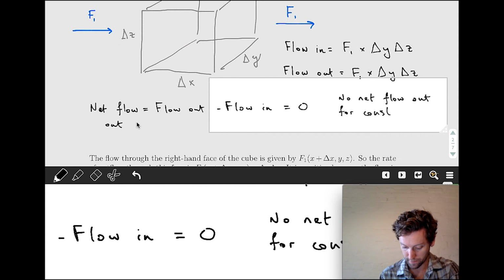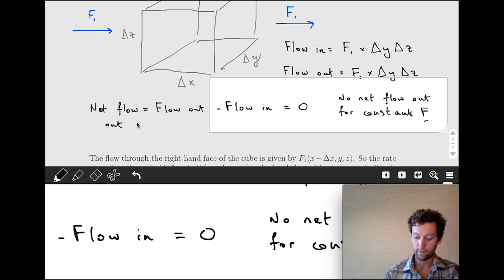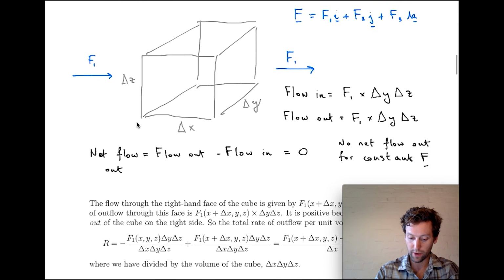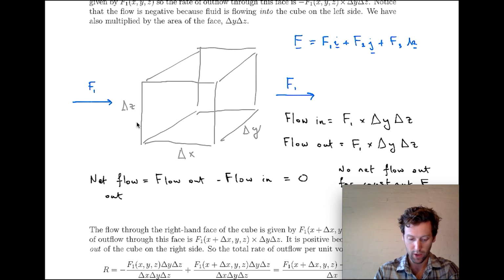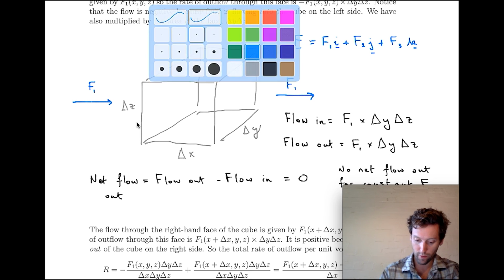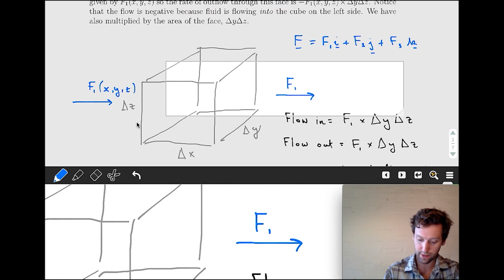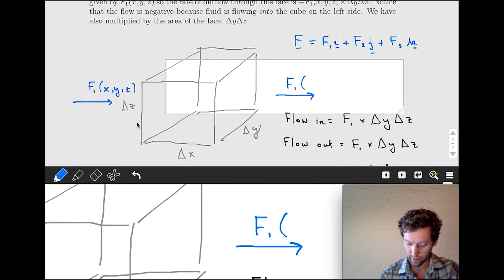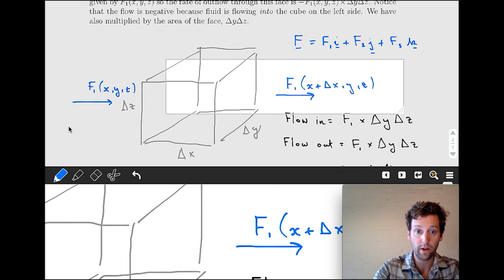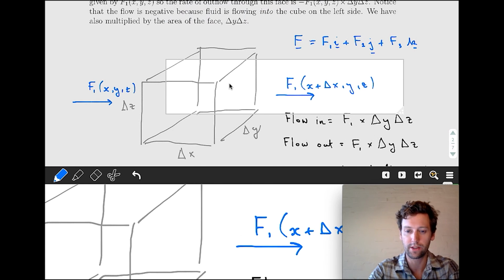For a constant flow F. So to get anything interesting, we're going to have a flow that varies in space. Let's say that my flow on the left is going to be given by F1 at the point X, Y, Z, so it's coming in from the left. And the flow on the right-hand side is going to be F1 at X plus delta X, Y, and Z. So I haven't changed Y and Z, but I've moved an amount delta X in the X direction.